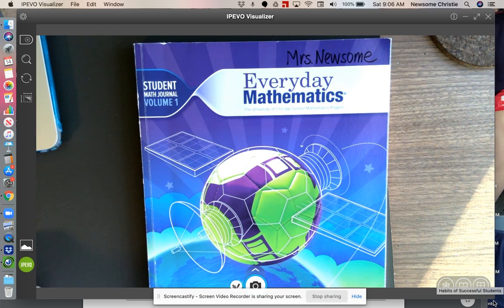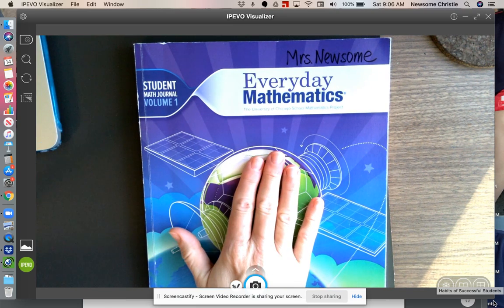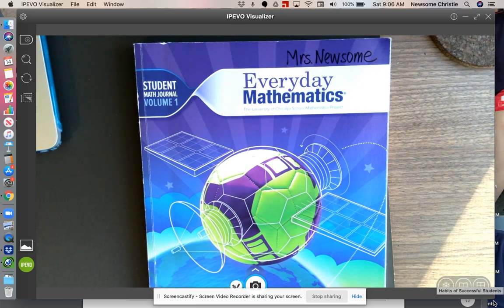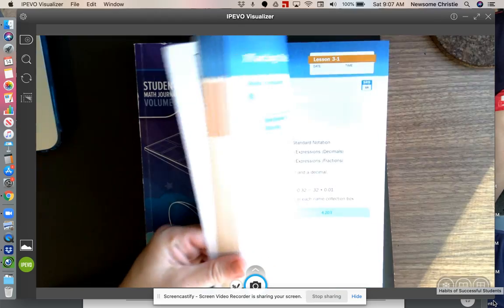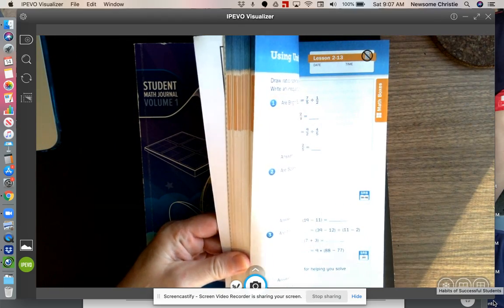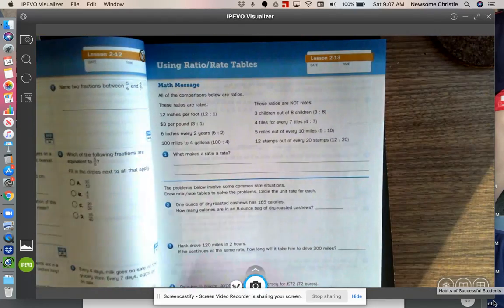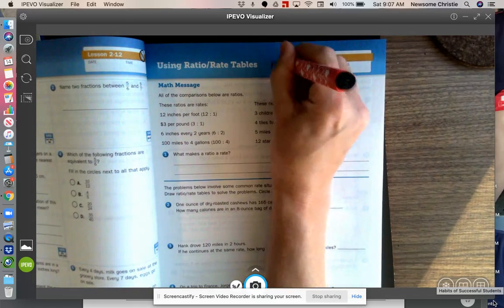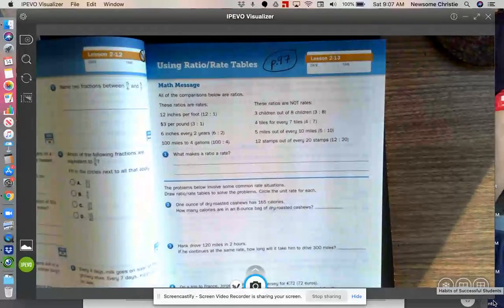So today we are going to tackle a new math lesson, and we're going to start right in our journal. There's nothing for your interactive notebook today. Today we are doing something called ratio and rate tables. So I'm going to have you turn in your journal to page 97. And this is where we're going to get started.